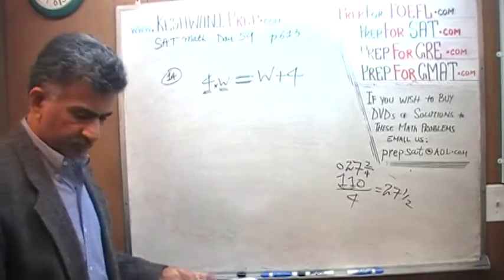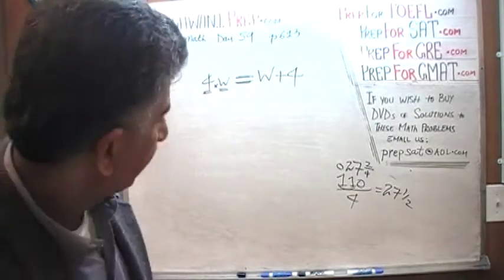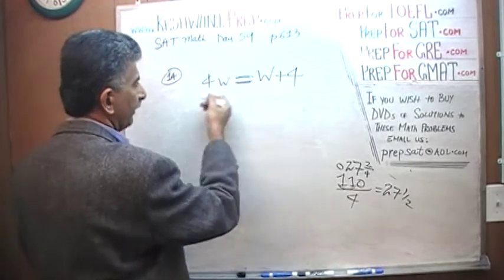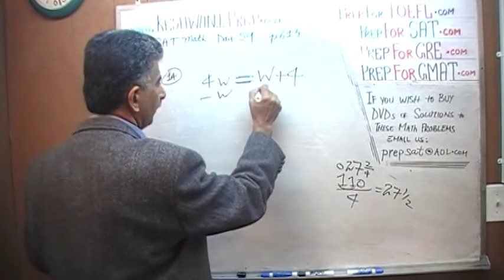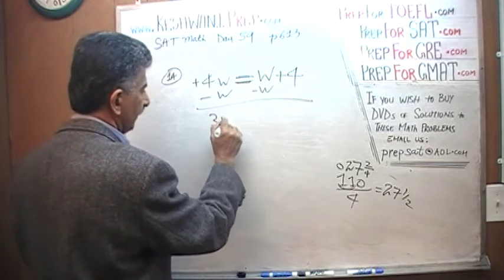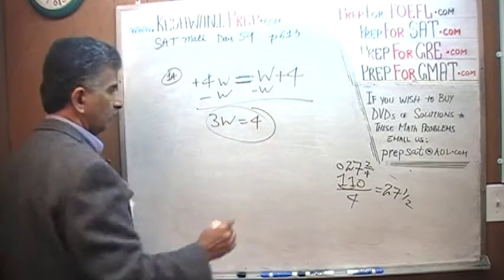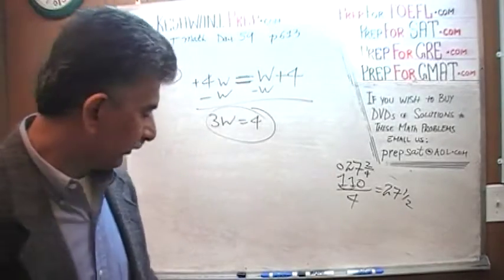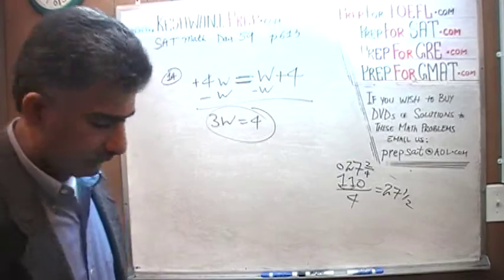And the question simply is, what's the value of 3w? Well, let's find out, shall we? So here we have 4 w's, subtract w from both sides. If we subtract w from both sides, 4w minus the w is 3w, and 3w equals 4, which is what they're asking. They're asking, what's the value of 3w? And the answer is 4. 3w equals 4. The answer is E.